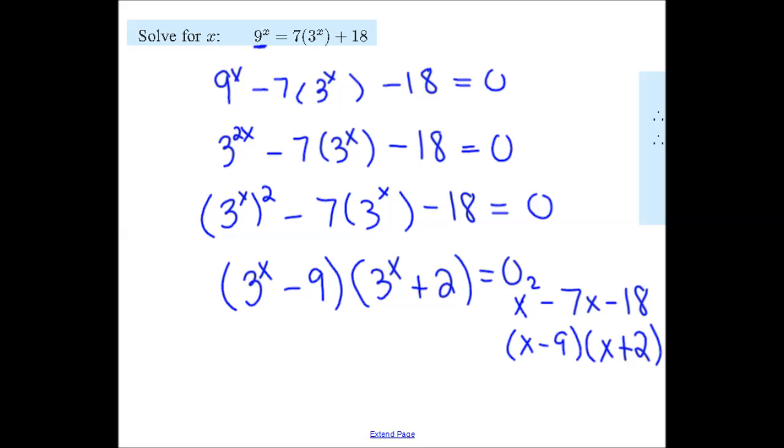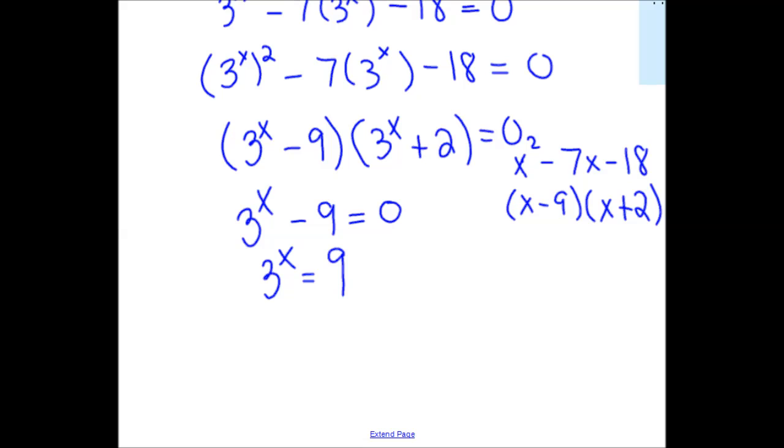Then we can solve each part individually. So 3 to the x minus 9 equals 0. We'll solve this, so we'll have 3 to what power equals 9. I'm sure in your head you can think, 3 to what power gives me 9? x is going to be 2 because 3 squared gives me 9. That power, that x, has to be 2.